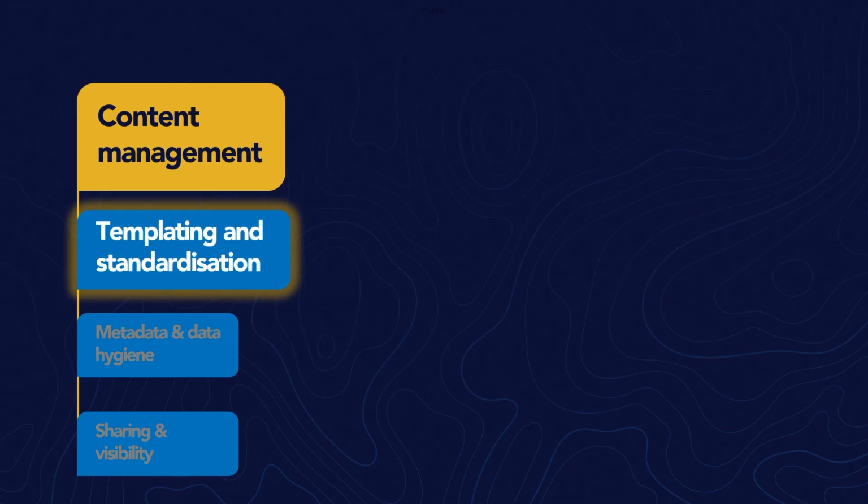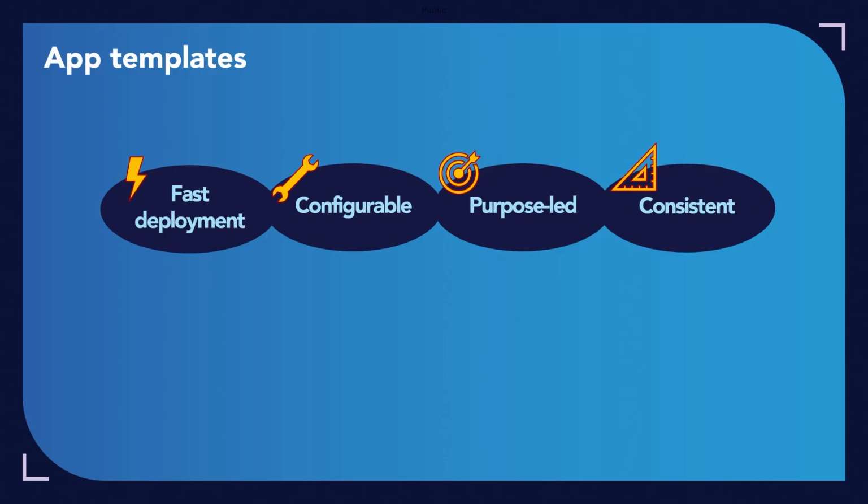So kicking off the session, we're going to have a look at improving efficiency in the organization with templating and standardization. Starting with app templates. So they might seem simple, but they're crucial for consistency. App templates allow us to build web apps from web maps and scenes without writing code, helping us get apps up and running really quickly. They're designed around common use cases and can be easily configured to meet individual needs whilst ensuring that applications look and behave consistently.